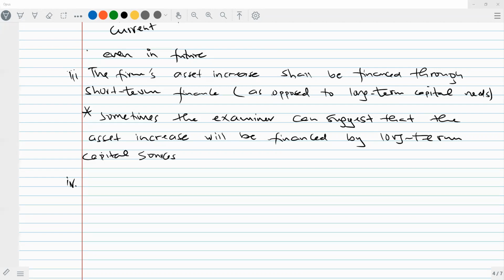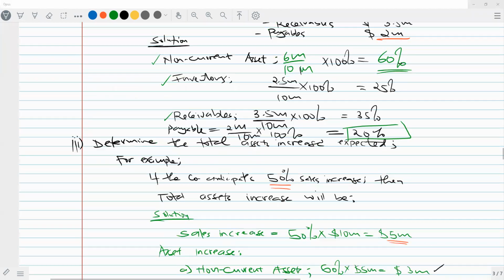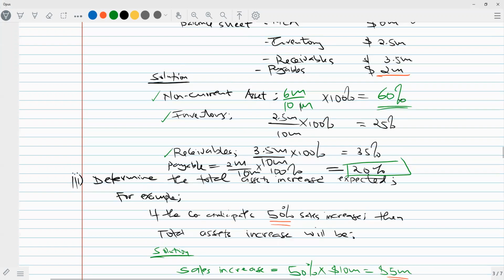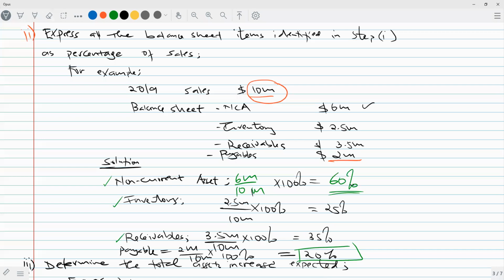An assumption that we generally make is that the ratio of the assets versus the sales, the way we did, for example, comparing the inventory investment versus the sales, simply the percentage of sales of each account, stays the same. Let me take you back to what we were discussing last time. These were the percentages of sales. Like for example, we had inventory and non-current assets at 60%, 25%, 35%, and 20%.